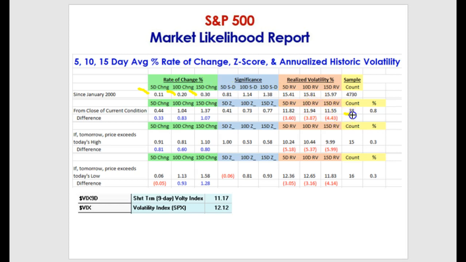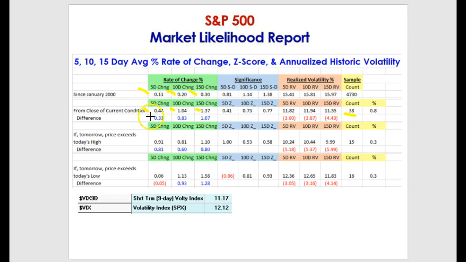When we go look at our 38 occurrences of our market condition that we have in the past occurring, we can see that of those 38 occurrences, the average 1 week rate of change is about 0.44%, just under 0.5% to the upside. The 2 week rate of change, on average, is 1% to the upside, 1.04. The 3 week average rate of change is about 1.37% to the upside. Very bullish. Very bullish. This is far more bullish than the benchmark of just 0.1%.